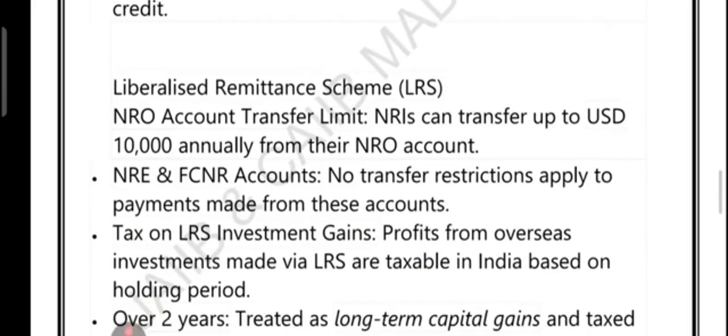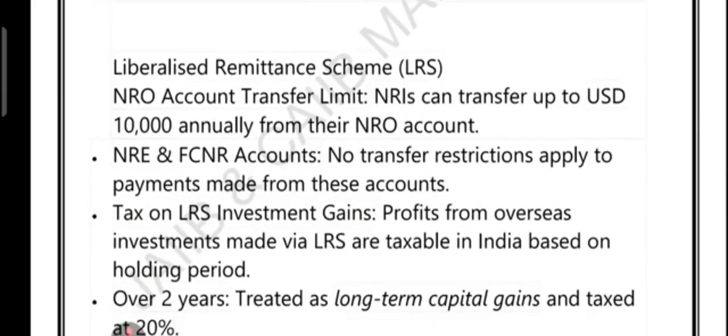Some more points. Under LRS, an NRI can move up to $10,000 per year from their NRO account. Very, very important. But if it is from an NRE or FCNR account, there is no such limit, because complete repatriation from NRE and FCNR accounts is allowed. But from an NRO account, there is a limit, which is $10,000 per year.